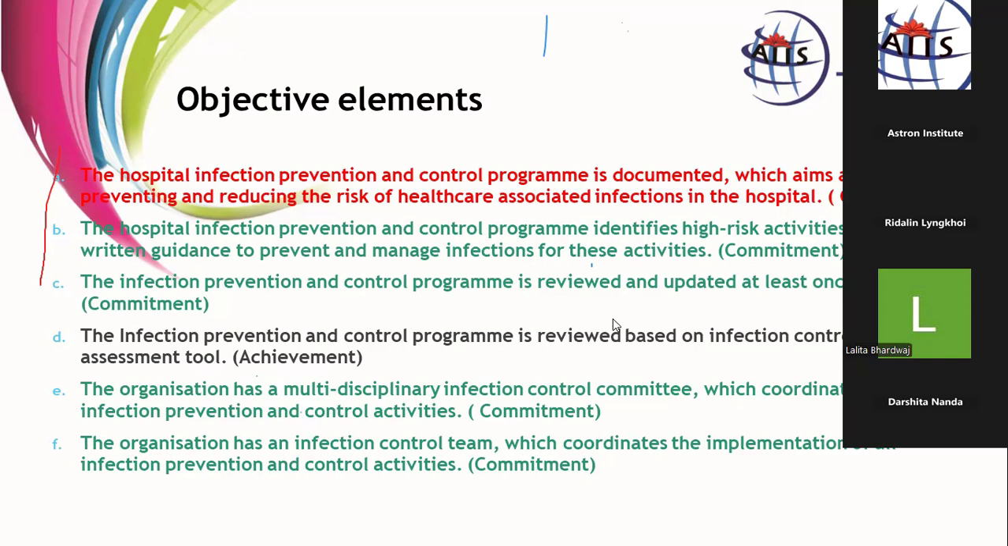Last one is F. F is the organization has the infection control team, which coordinates the implementation of all the infection prevention and control activities. Committee is one. In committee, we will discuss only once in a month, or when the meeting is required, when we find any major non-compliance, when we find any outbreak, we can call the committee members for some type of discussions. But the infection control team is different. It works on a daily basis for day-to-day activities, and these are the active members in the hospital infection control department. And this team is complete with microbiologist, infection control officer, and the infection control nurse.